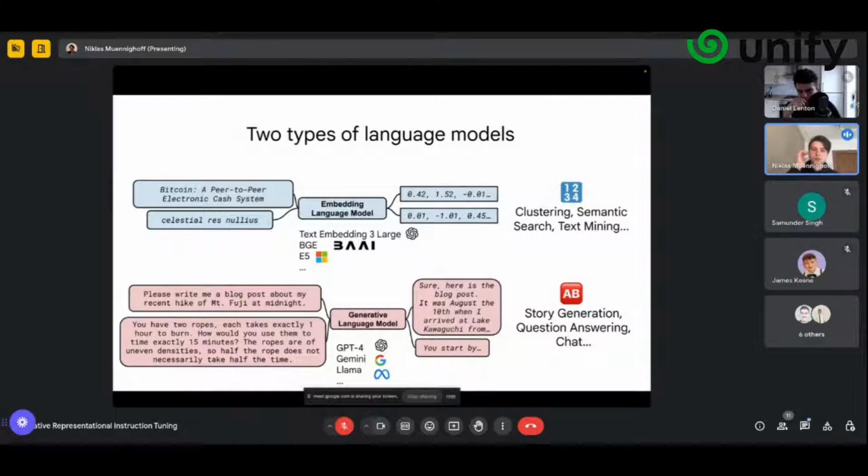So we have these two types of models, and they both power many use cases. And essentially every text-based language problem can be reduced into one of those areas. So either it's a problem where you want a numeric tensor, and then you use it for clustering or whatever, or your problem is something that requires text as output, like question answering or whatever.